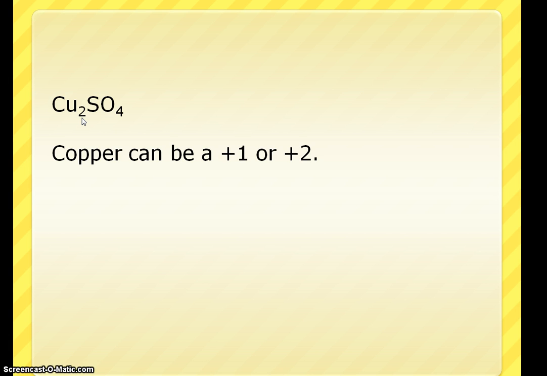So I'm going to take my charge of sulfate, I'm going to have to divide it by 2 because that's my subscript. And then that's what I'm going to have to use. So -2 divided by 2 would be 1, so that means that each of these coppers has to be a +1 in order for everything to cancel.